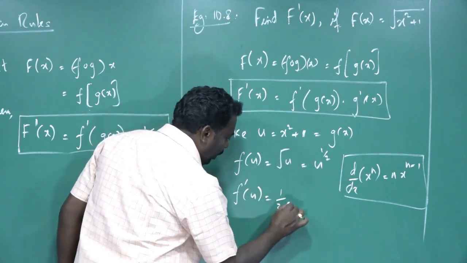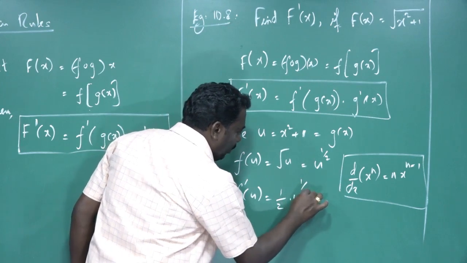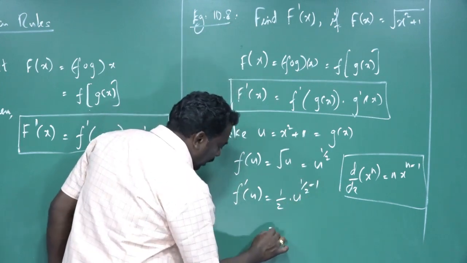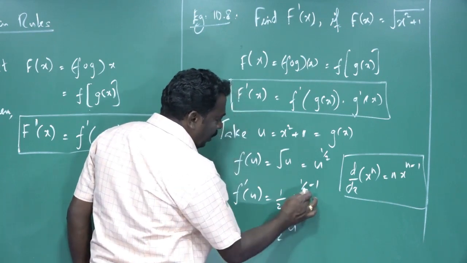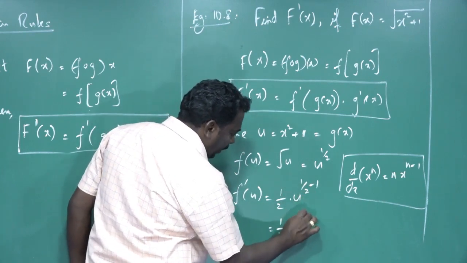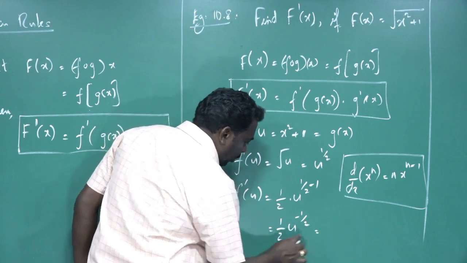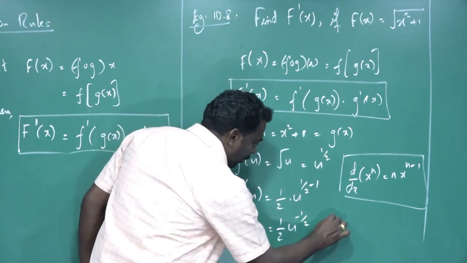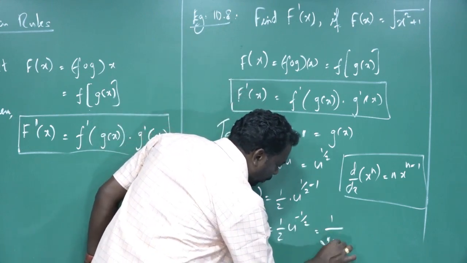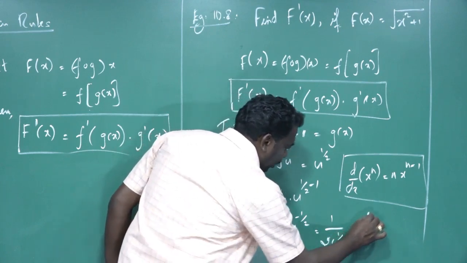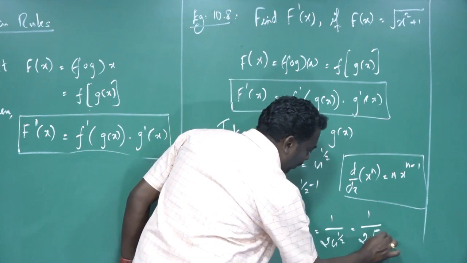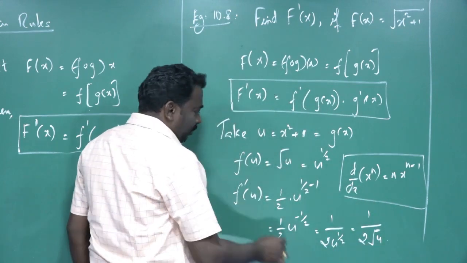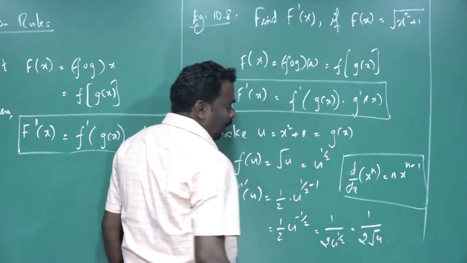Therefore 1 by 2 into u power, it is 1 by 2 minus 1. That is equal to 1 by 2 into u power, just multiply a term, it is 1 minus 2 by 2. It is minus 1 by 2. Because of the minus, the denominator form, it is 1 by 2 into u power 1 by 2, that is equal to 1 by 2 into the square root of u. Therefore f dash of u equals 1 by 2 into square root of u.